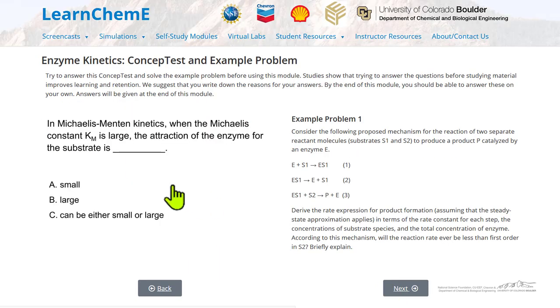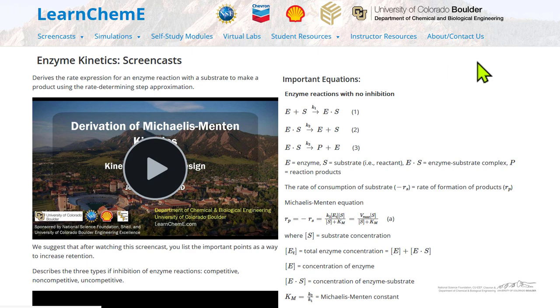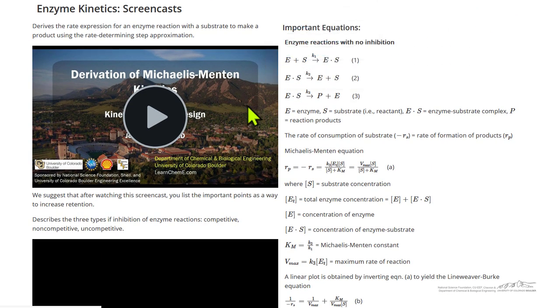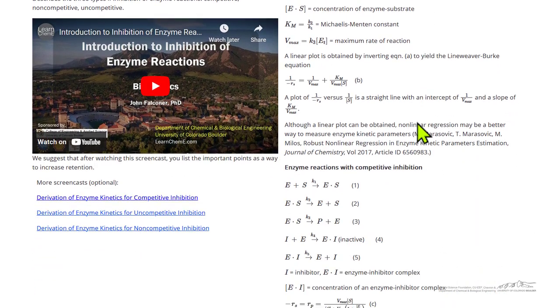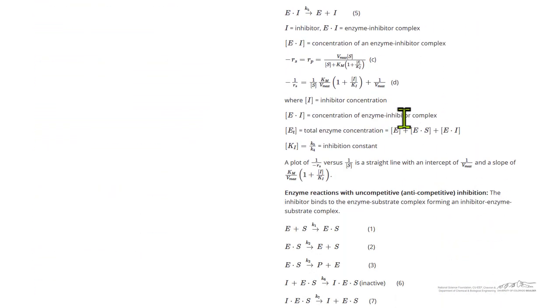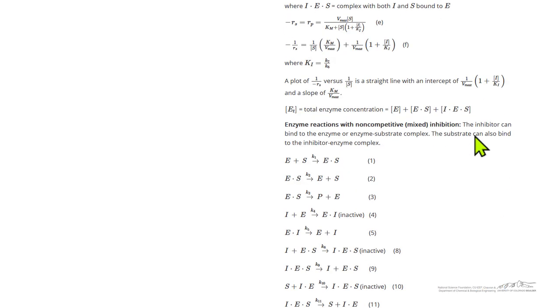The first one is just asking you to try, even though you haven't done the module, can you answer this concept test? Can you do this example problem? And then later on we'll go through the answers and show how to solve this problem. But first, it leads you through understanding of these concepts by looking at two short screencasts. And then on the right side here, it lists all the equations that are important for enzyme kinetics and also shows definitions of each of the terms in these equations.